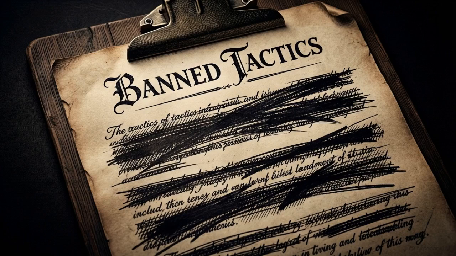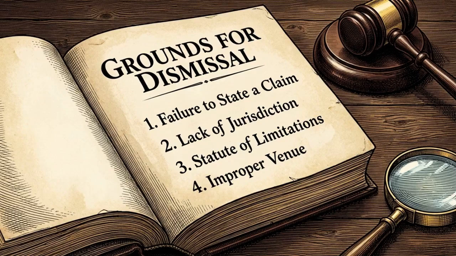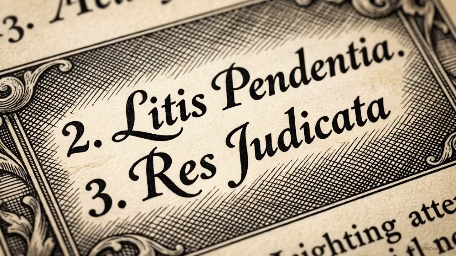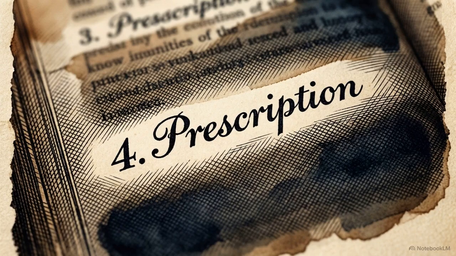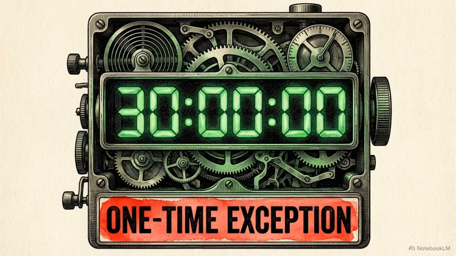Section 12 serves as the ultimate procedural kill list. It expressly bans motions that were previously weaponized for dilatory tactics. The general motion to dismiss is dead. It's restricted to only 4 grounds: lack of subject matter jurisdiction, litis pendentia, res judicata, and the statute of prescription. There is a total, uncompromising ban on motions to hear affirmative defenses, as well as motions for reconsideration of those defenses. Extensions of time are strictly limited. The sole exception allows a single 30-day extension to file an answer.